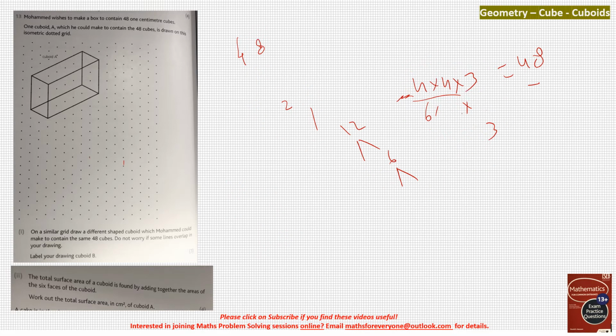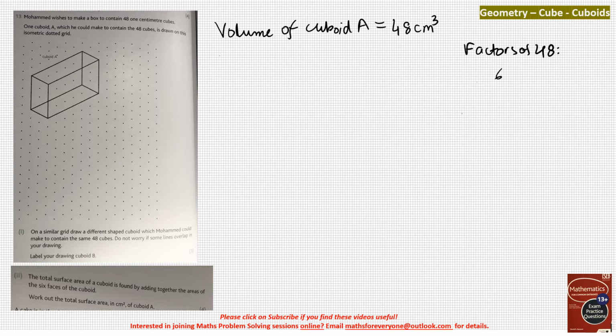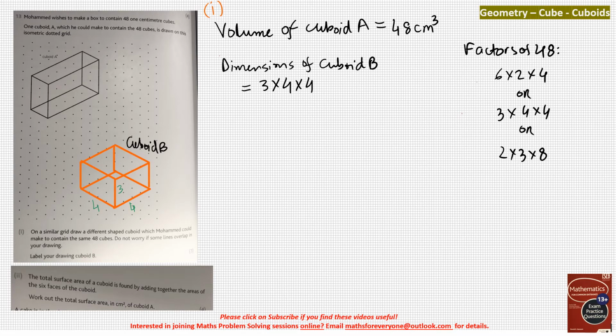So it's not a very difficult question. It looks a bit daunting at the start, but then as you try to break it down, it looks quite easy. So what I did is, I did the volume of the cuboid A, which is 48. So I put down the factors, the dimensions of the cuboid B are this, and that's the first question done.